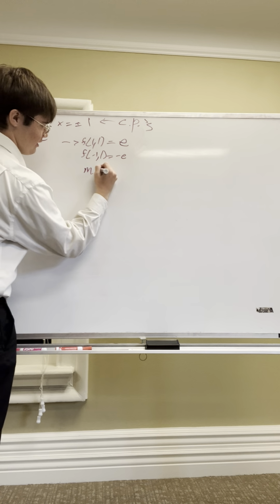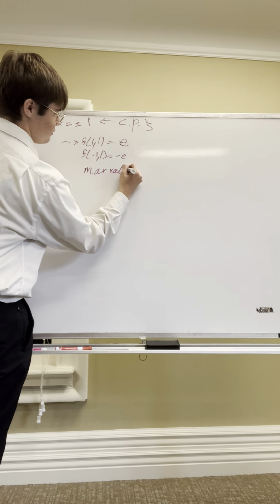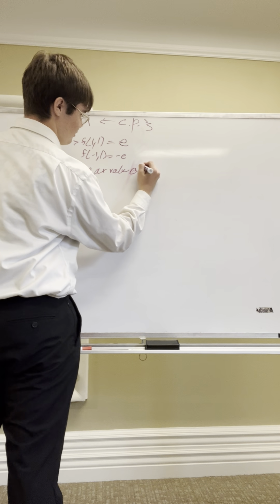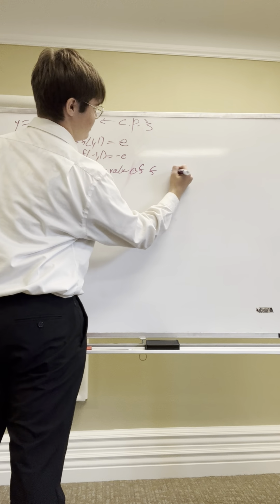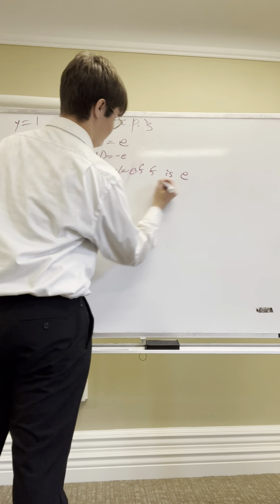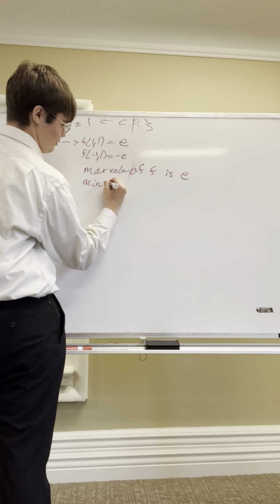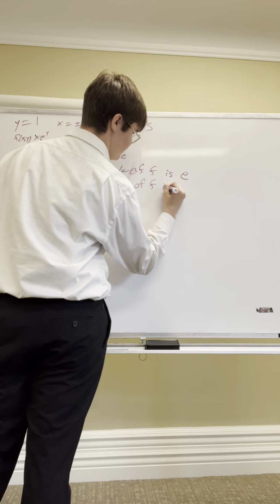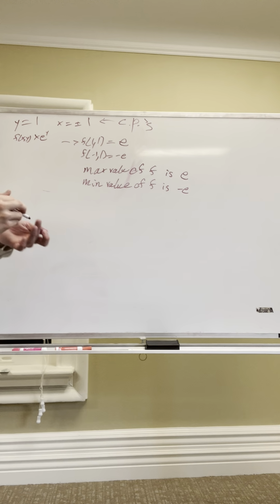So the max value of the function f with the constraint is e. The min value of f is -e. And that is it.